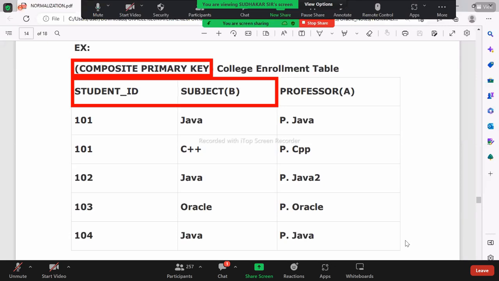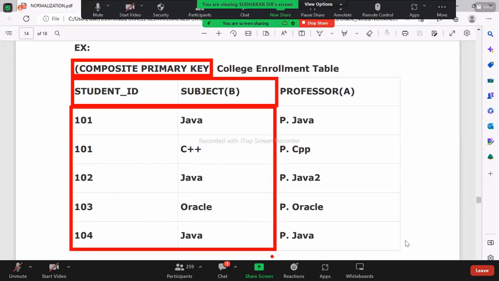Composite primary key columns check your data as a combination, not individually. Now carefully observe: student ID and subject are both composite primary keys. In this combination of data, do you have any duplicates? Yes or no? No.